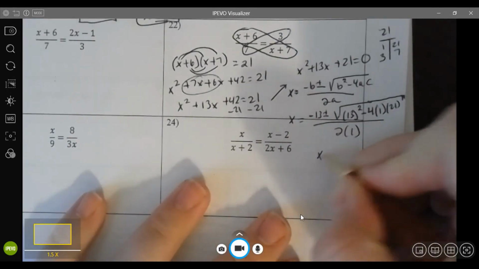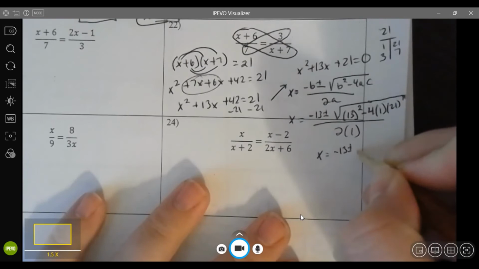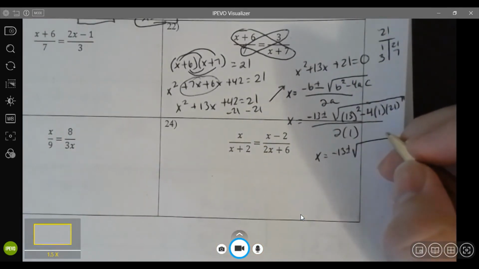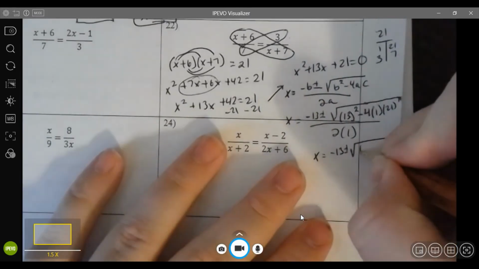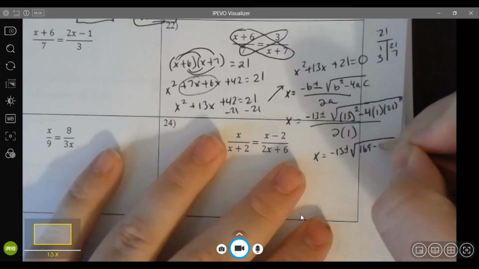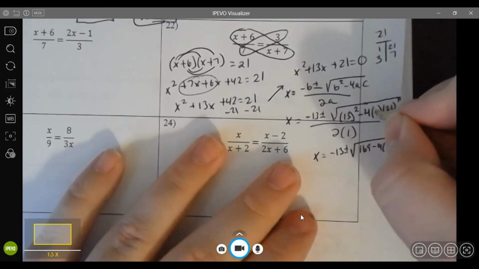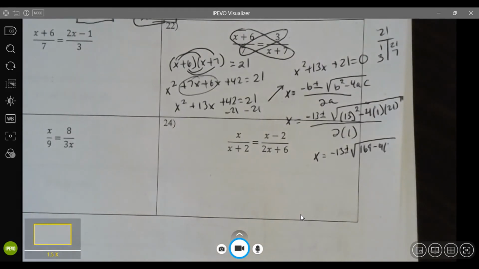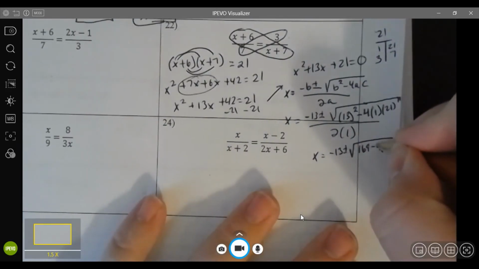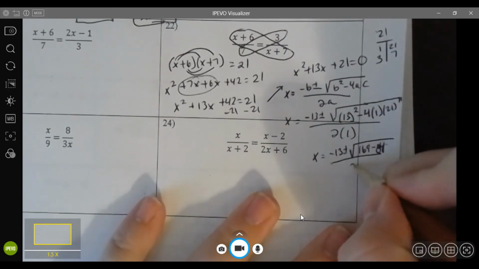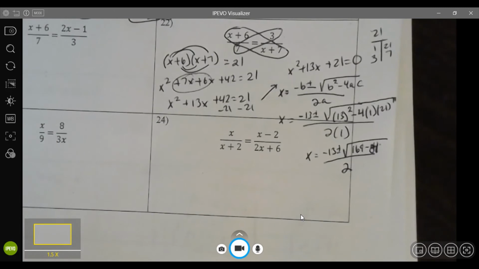So this is x equals negative 13 plus or minus the square root of 169 minus 4 times 21, which is 84. So negative 4 times 1 is negative 4. Negative 4 times 21 is 84. So it's going to be 84, all over 2, because 2 times 1 is just 2. And then we'll simplify a little bit further.